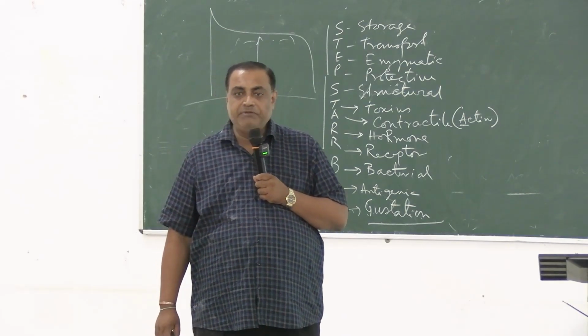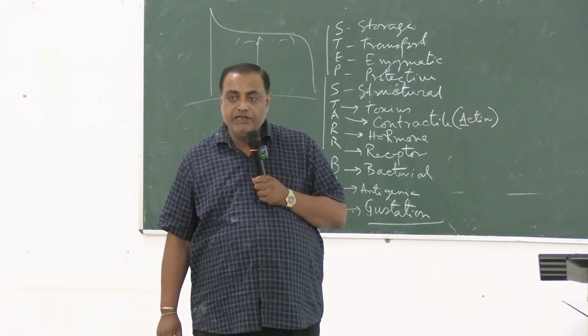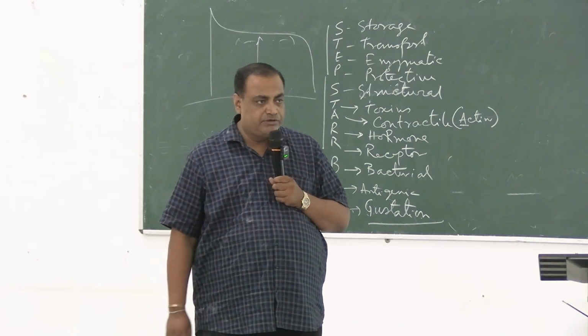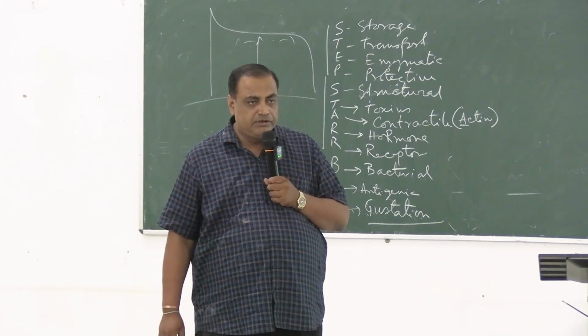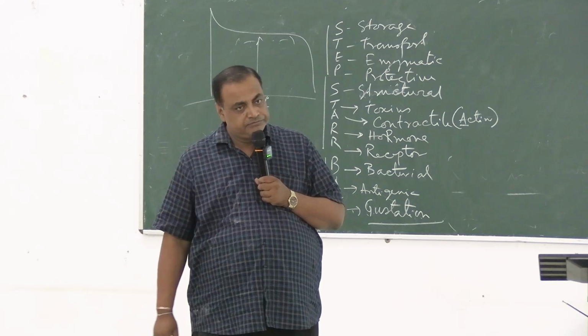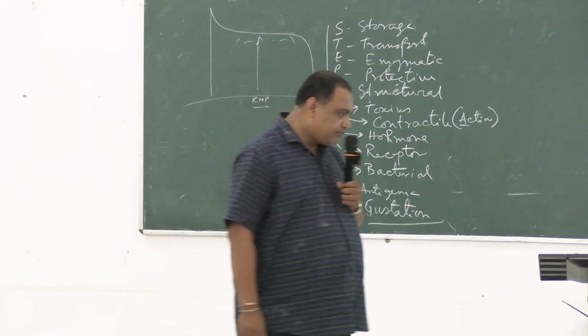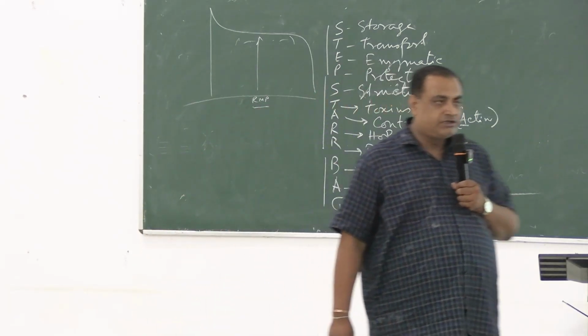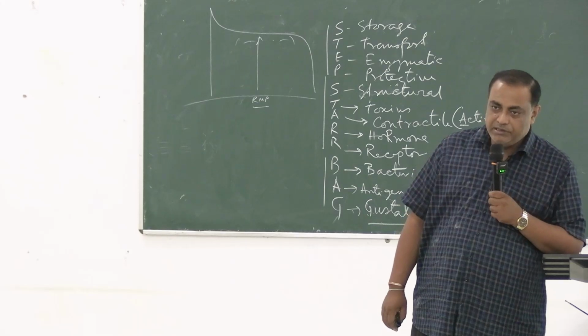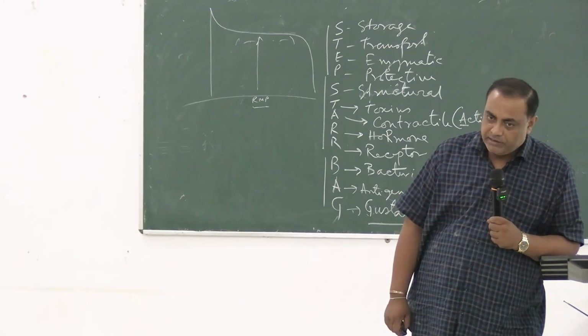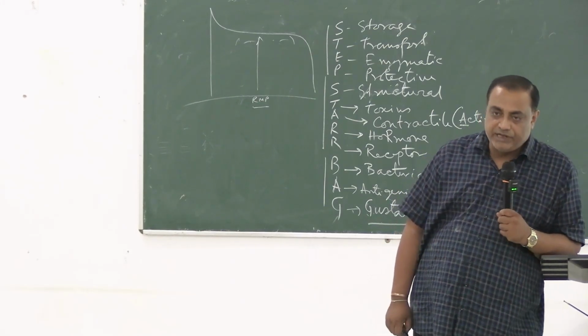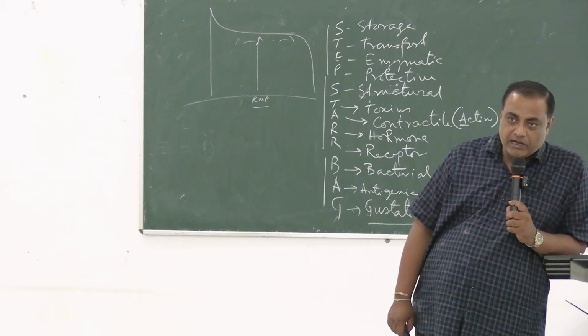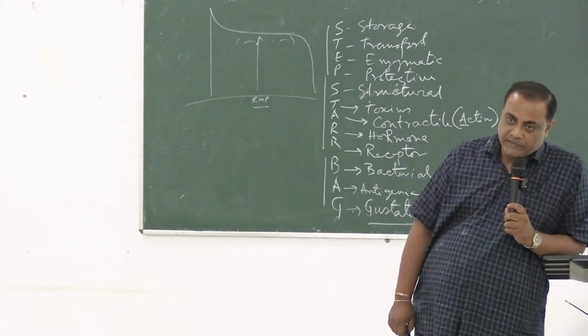Like RBP, retinol binding proteins, which transport retinol. Transcobalamin, which transports cobalamin in the blood, right? So these are all transferrin, which transports iron, right?